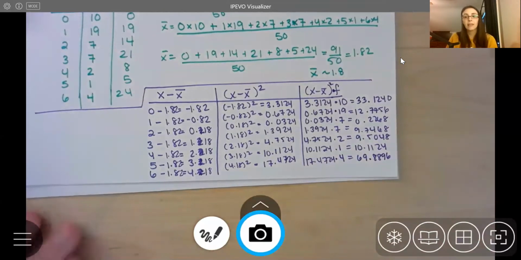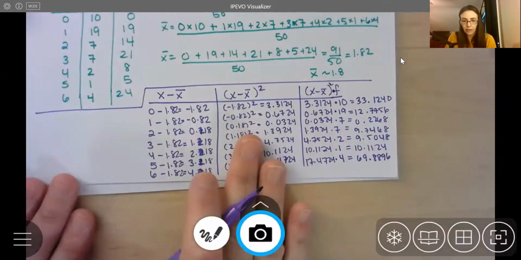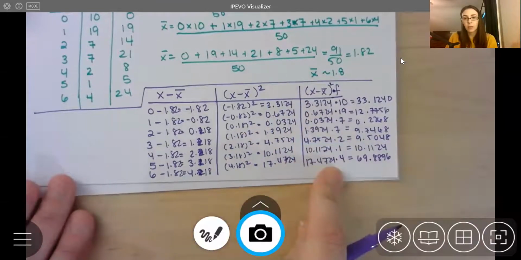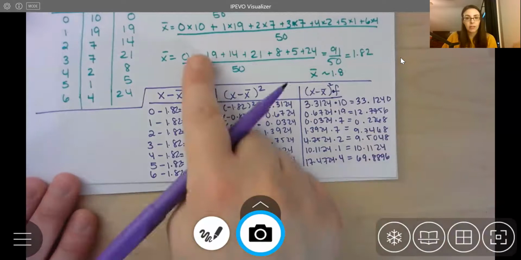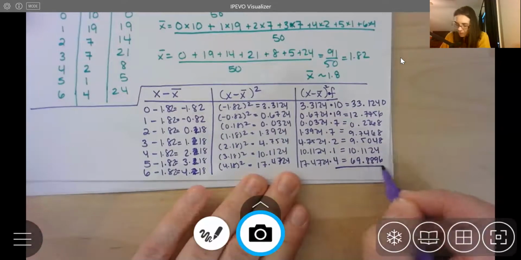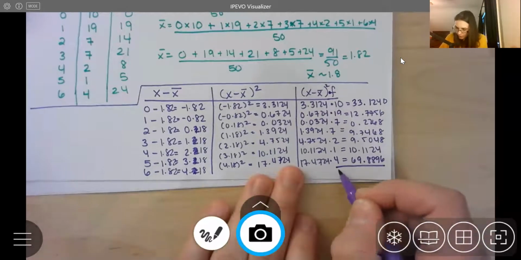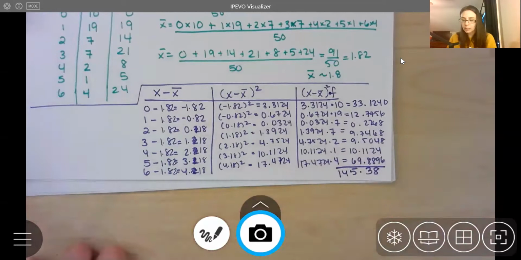Now remember that the standard deviation is still a kind of average. So once we've done our subtraction and we've squared everything, now again, I've multiplied by the frequency so that I don't have to do this 50 times. I add everything up, just like we did up here. So we're adding all these values up, and when you add them up, what you get is 145.38, just using 2 decimal places.